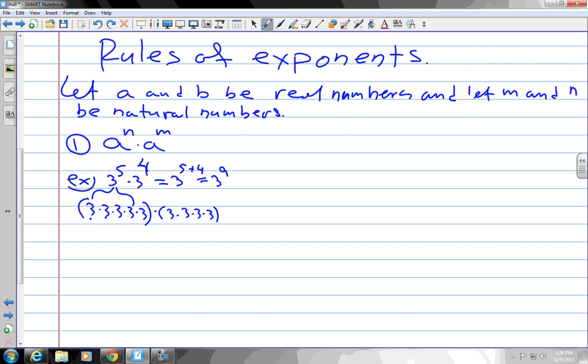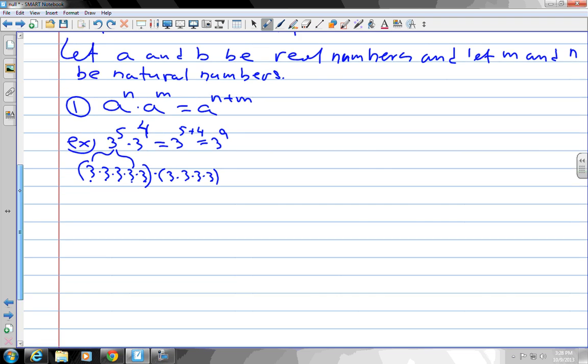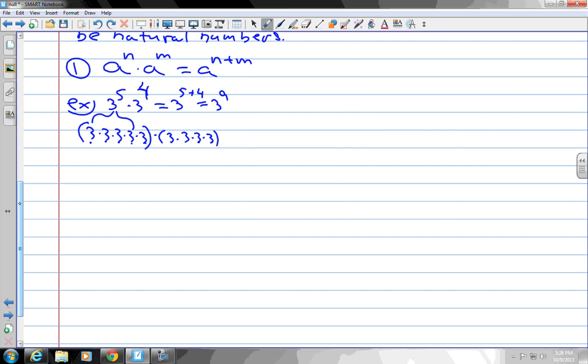So we have 1, 2, 3, 4, 5, 6, 7, 8, 9, 3's multiplied together. So we add exponents. So the rule is, when we have the same base, we add exponents. And this is one of the reasons, because using the definition, if you write it all out in all the terms, you're going to have precisely m plus n total of those things.